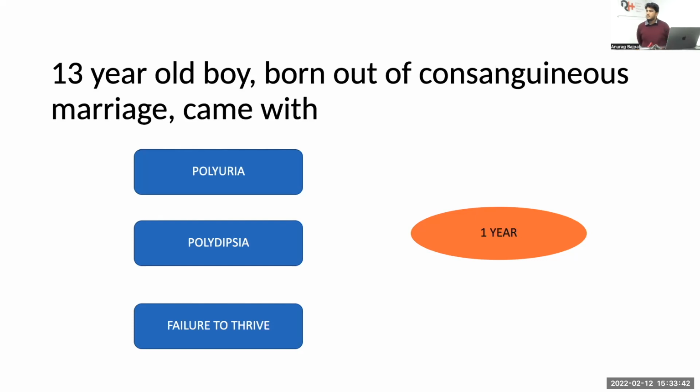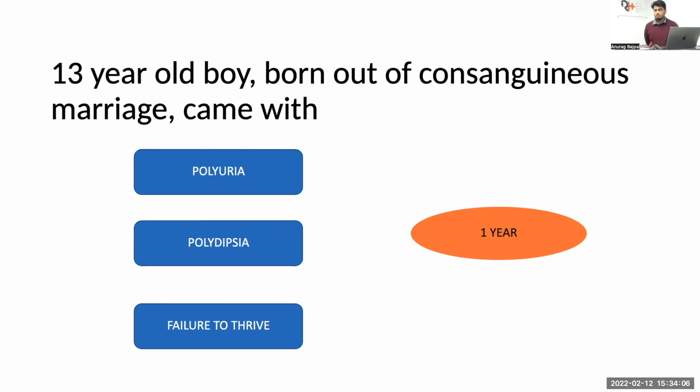So if you have a congenital form of DI in a non-syndromic child, start thinking directly of the possibility of a nephrogenic DI rather than a central DI, that too because of a V2 receptor defect. So this is a very, very significant history. A 1-year-old boy with polyuria, polydipsia and failure to thrive: tubulopathies versus DI. These two will be the major ones.